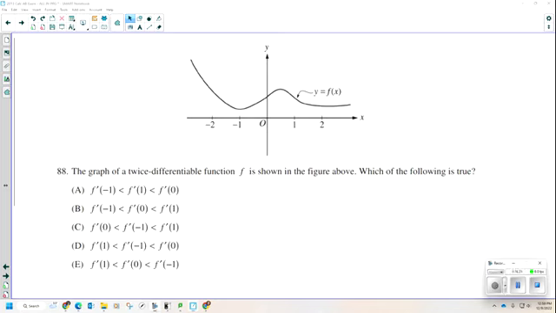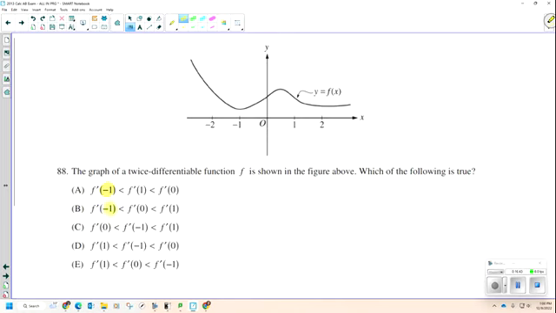Number 88. The graph of the twice differentiable function f is shown in the figure above. Which of the following is true? Okay, it looks like we have some inequalities comparing values. The derivative of -1, 1, and 0. Okay, here we go. I want the highlighter.